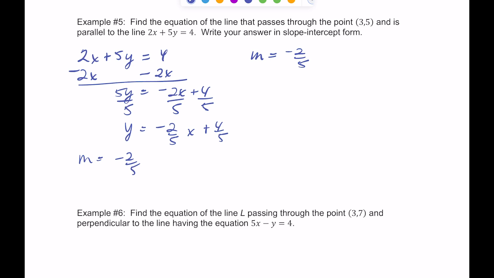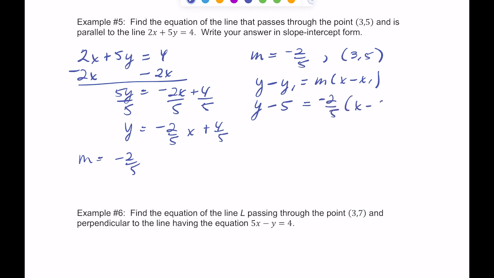And I also know this line has to pass through the point 3, 5. So I also have this information. So I have a point and a slope, so I'm going to plug it into the point-slope formula. Again, you can plug it into y equals mx plus b and work backwards and solve for b and then plug everything in. If you're comfortable doing it that way, that's fine, but I'm going to do it like this. So you get y minus 5 equals your m times your x minus x1.